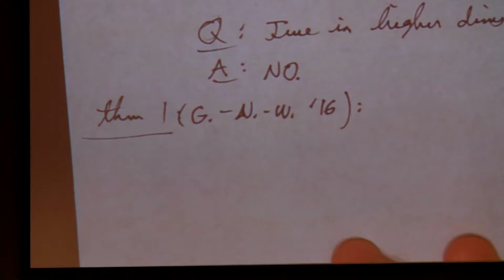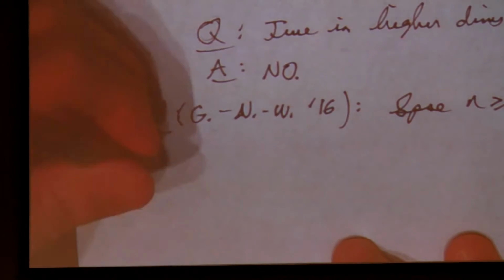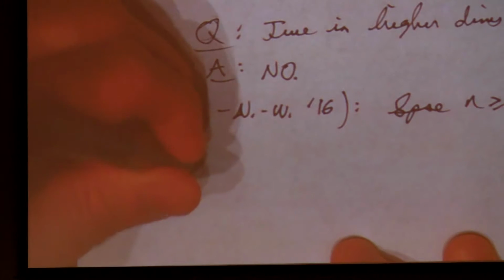So this, as I said, is joint work with Ghiggini and Niederkrüger. And I guess I should say 2016. It was just recently published. Suppose n is greater than or equal to 3, and I have a 2n minus 1 dimensional almost contact structure, or almost contact manifold.